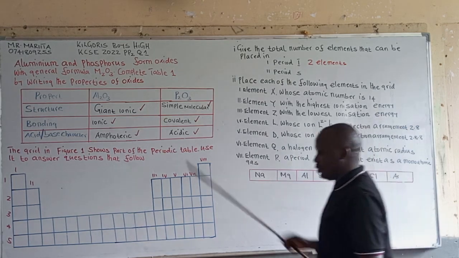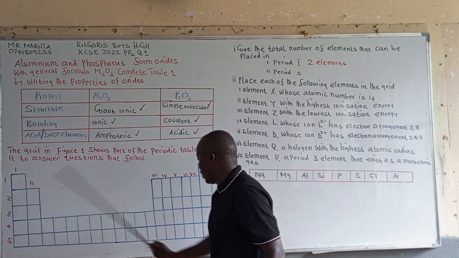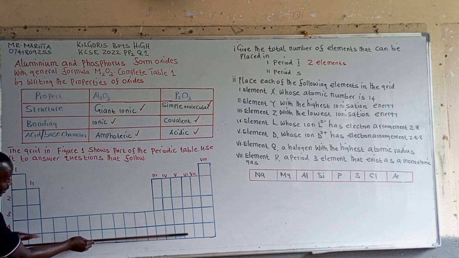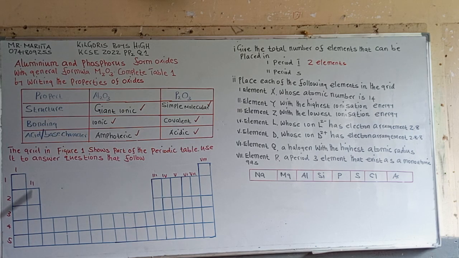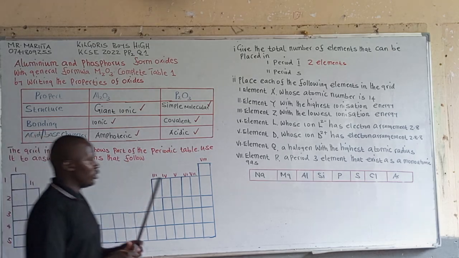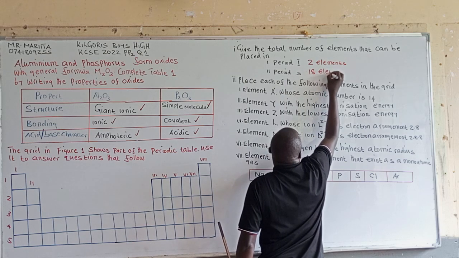Now we have period 5. Period 5, we have 1, 2, 3, 4, 5. This is where we have period 5, and for the total number of elements that can be placed here we count 1, 2, 3, 4, 5, 6, 7, 8, 9, 10, 11, 12, 13, 14, 15, 16, 17, 18. So we have a total of 18 elements.